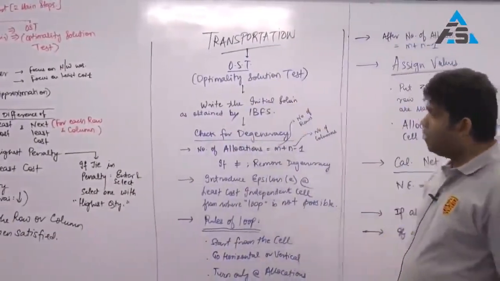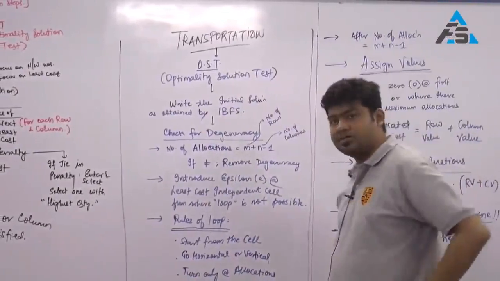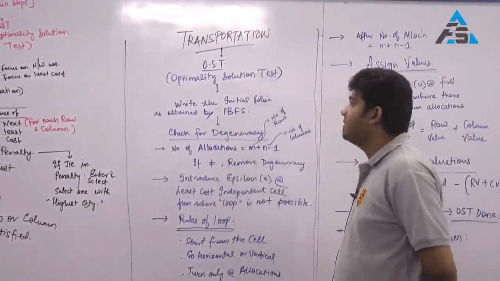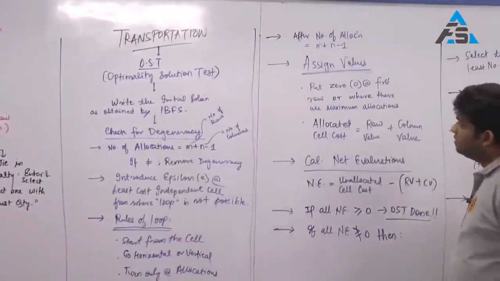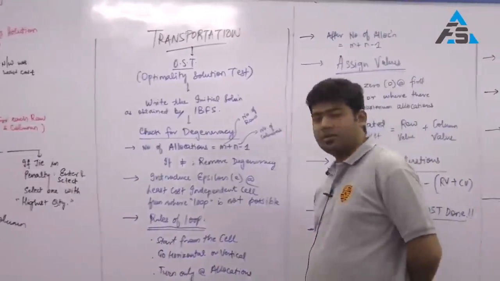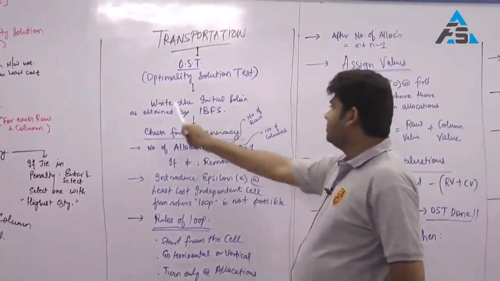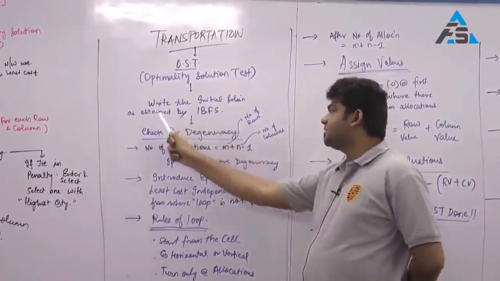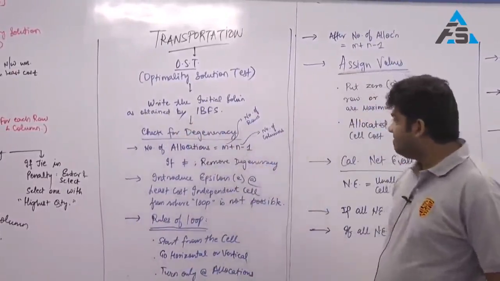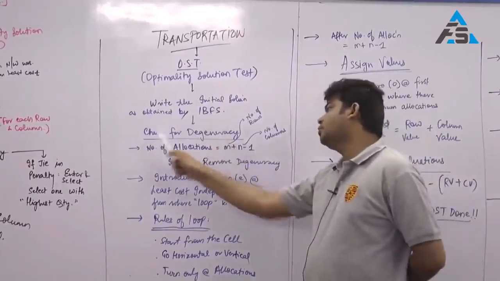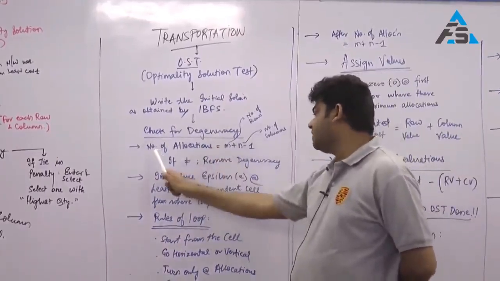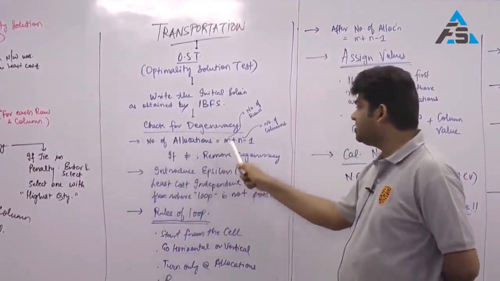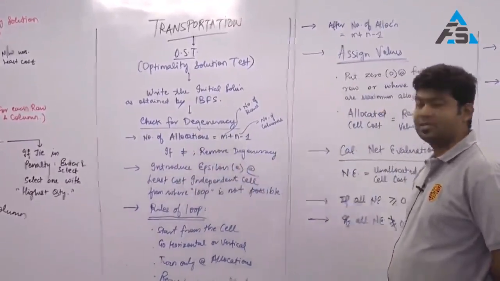Once IBFS for Vogel's is done, we move on to the next main step, which is OST, Optimality Solution Test, the most important point for transportation. First, write the initial basic feasible solution as obtained by IBFS. Then what do you do? Check for degeneracy. How do you check for degeneracy? You have to see whether number of allocations is equal to m plus n minus 1.